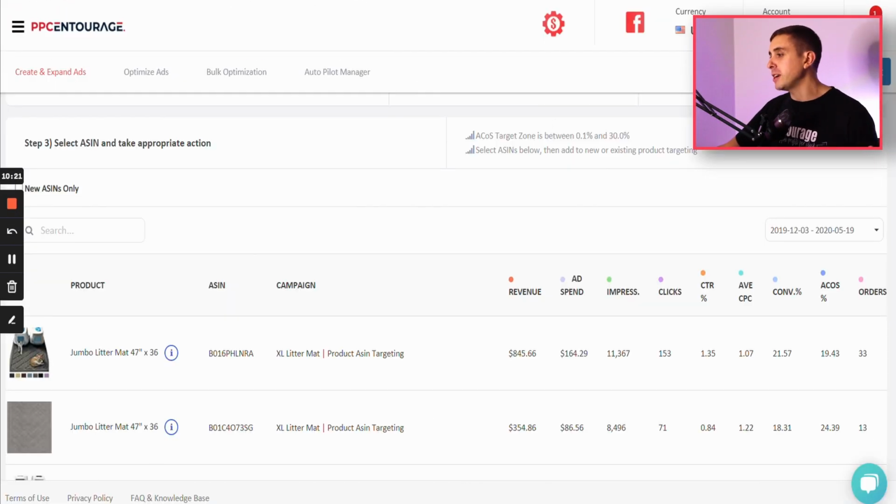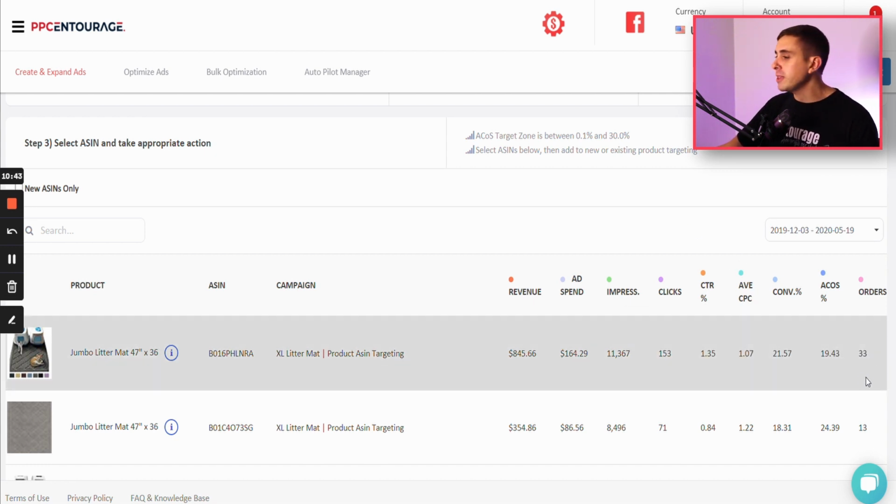I'm inside of PPC Entourage, and if you don't have an Entourage account, make sure you sign up for your free trial, or you can download the search term report. You can get the same results from the search term report. It just takes some simple Excel skills to get the data. Essentially what I'm looking at here is all of the ASINs that are harvested from my automatic campaign and from my category targeting campaign.